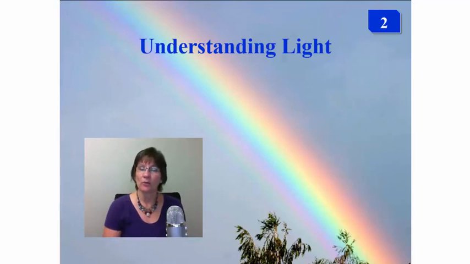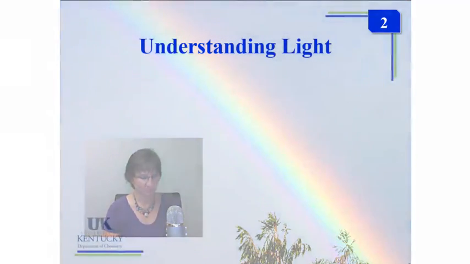In learning objective number 2, we need to understand light. And that's why I began the unit with a picture of a rainbow. To understand electrons, we have to first understand light. So in this learning objective, we are going to see the interconversion between wavelength and frequency of electromagnetic radiation.